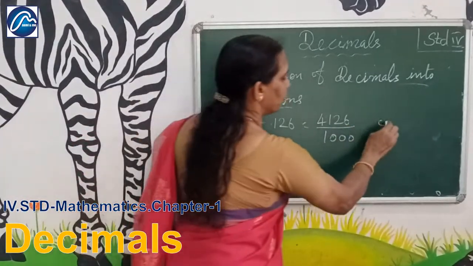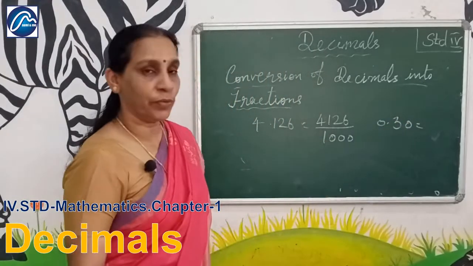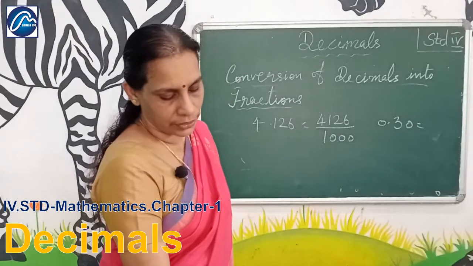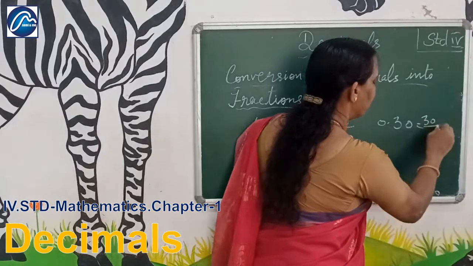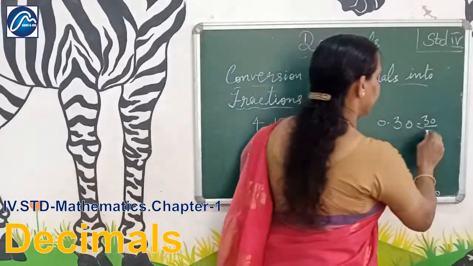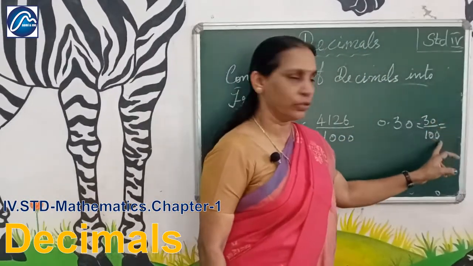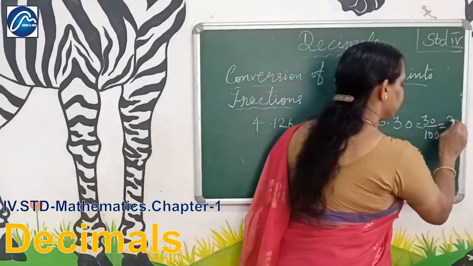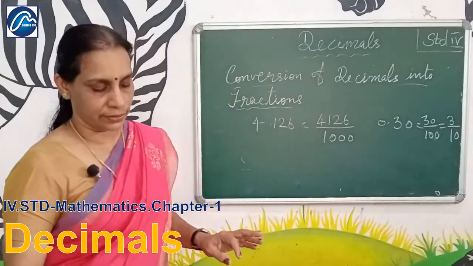0.30. Look here, after the point, how many places are there? 2 places are there. So we will write it as 30 by 100, since 2 places are there. But you know, 0 and 0 will be cancelled. So this will be equal to 3 by 10.